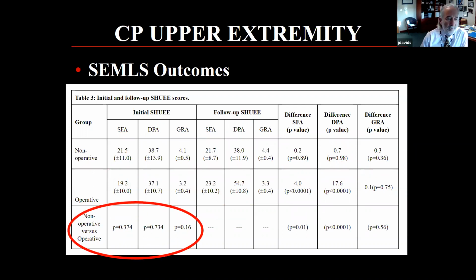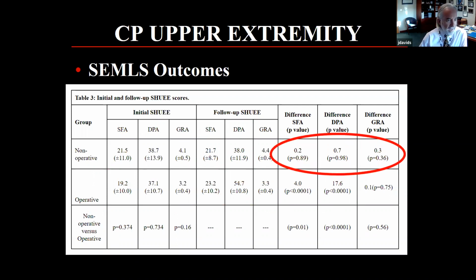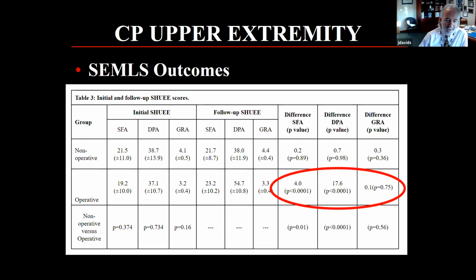The groups were comparable relative to the pre-upper extremity intervention SHOE relative to spontaneous functional analysis, dynamic positional analysis, and grasp and release. In the non-operative group, there were no significant changes between the initial and the second upper extremity evaluation. There were no interventions in between this. So nothing really changed. There was no improvement, and in this period, no deterioration. The operative group showed statistically significant improvements in spontaneous functional analysis and dynamic positional analysis, and no change in the grasp and release analysis.